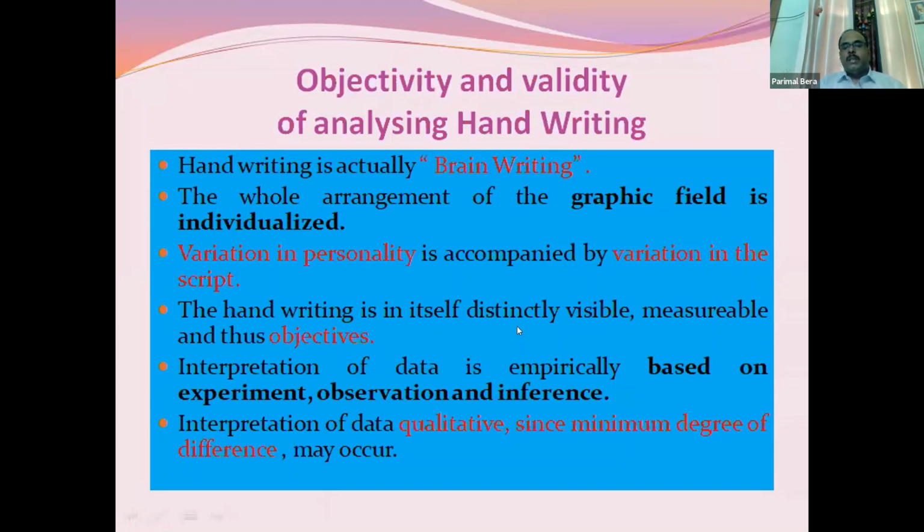Handwriting is distinctively visible and measurable, and thus objective. It can be visible, so I can show you. It can be measurable; the tool is there. Through the measurement tool, you can measure the handwriting pattern. That is why it is completely objective. And the interpretation of the data is empirically based on experiment, observation, and inference. So experiment is there in handwriting research, and keen observation as well, even of slight differences, even the pen. We may say there is a problem in the pen, or a problem in the paper.